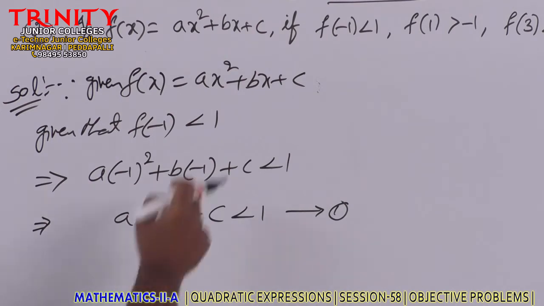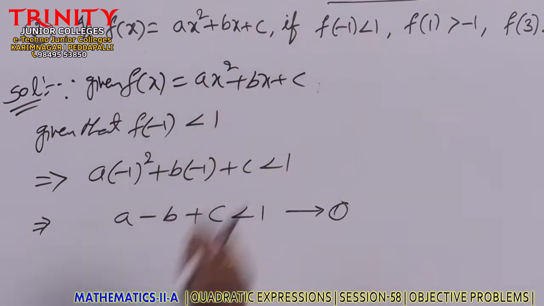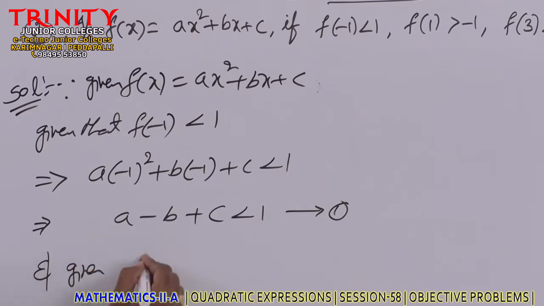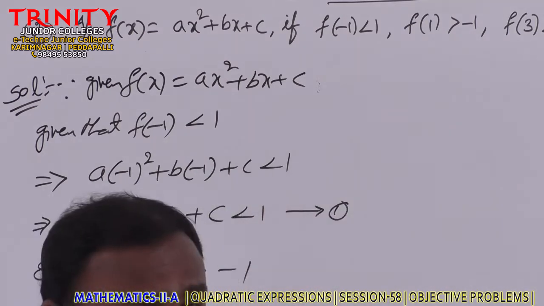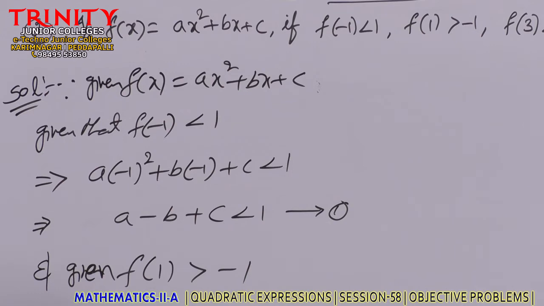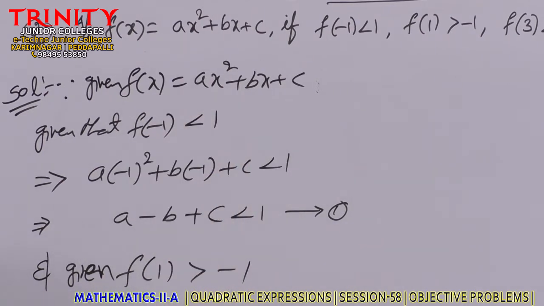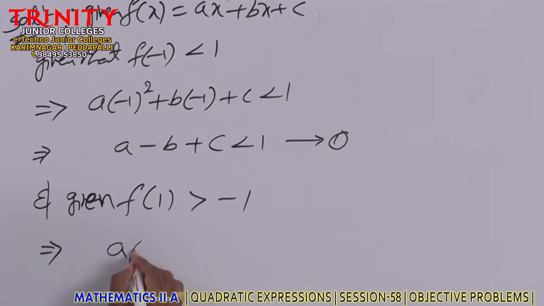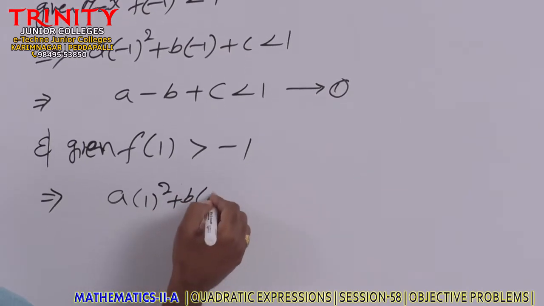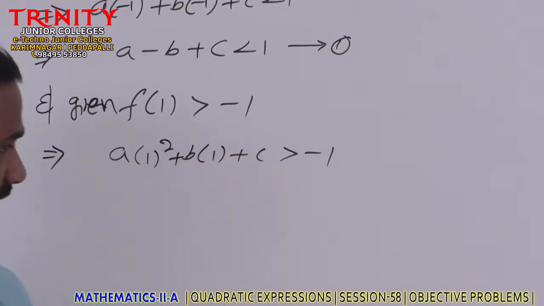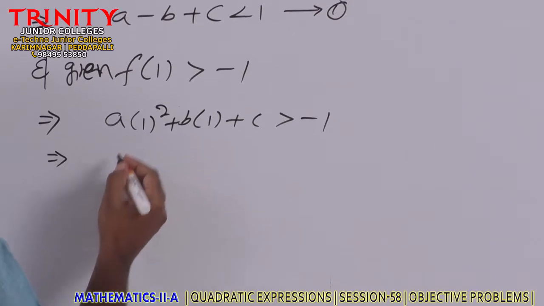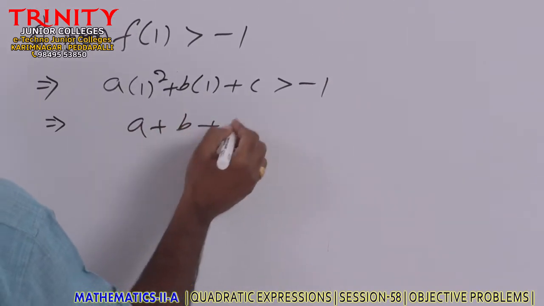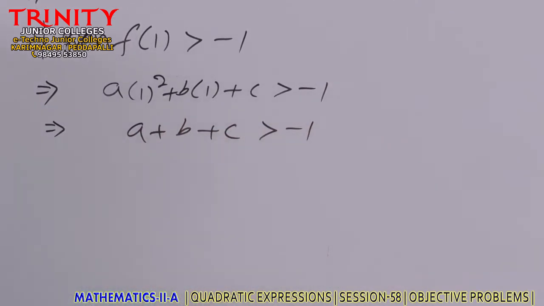And one more condition is f of 1 is greater than minus 1. F of 1 is a plus b into 1 plus c is greater than minus 1. A plus b plus c is greater than minus 1, right?